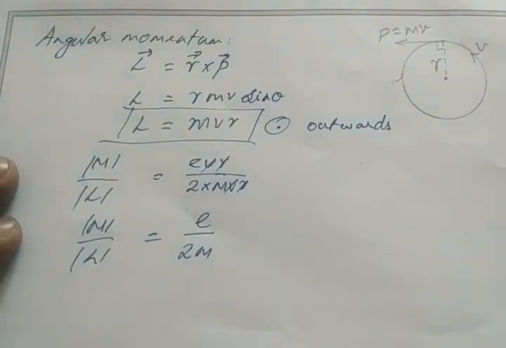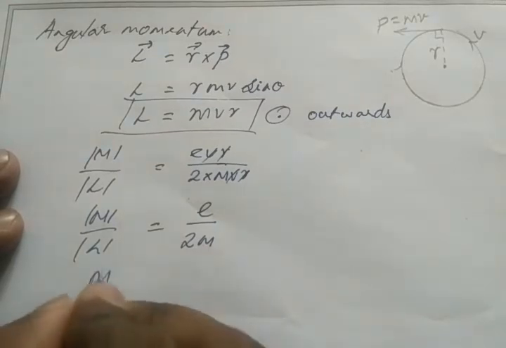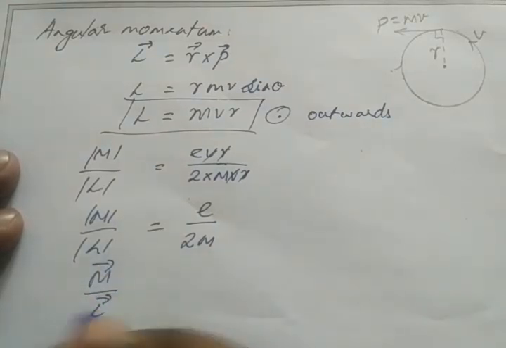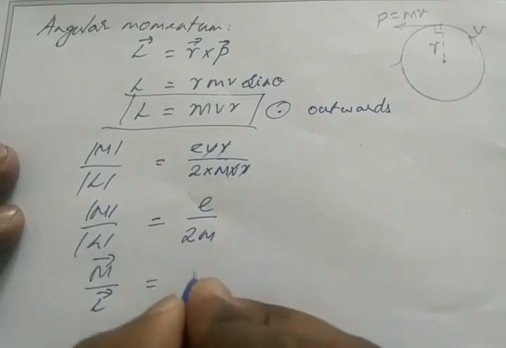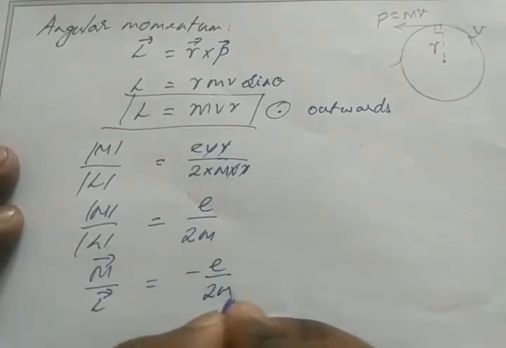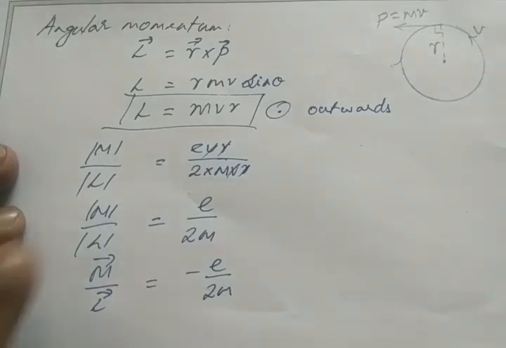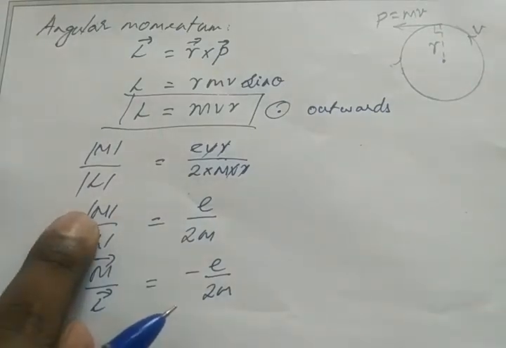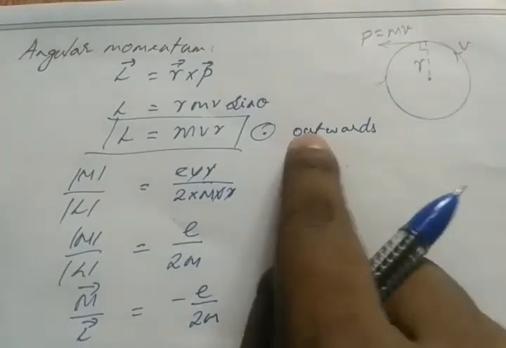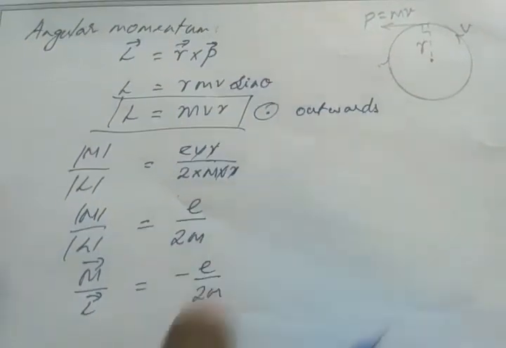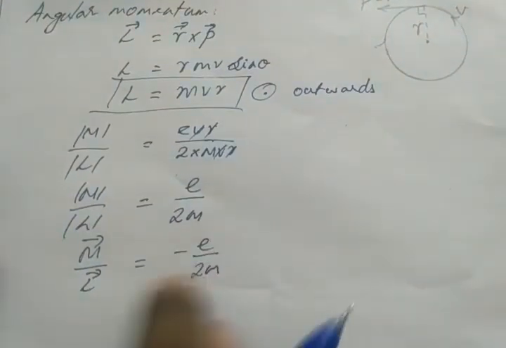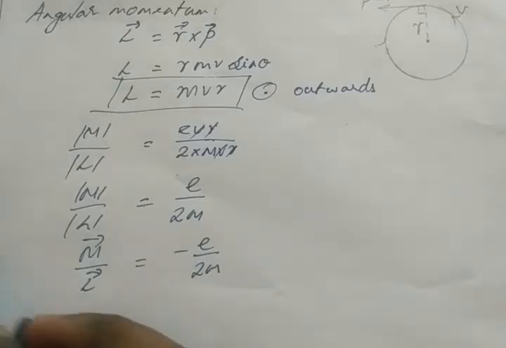Okay, e by 2m. If we take M vector by L vector, not a modulus, then we get minus e by 2m. Why? Because the magnetic moment of electron is inwards, but the angular momentum of electron is outwards. So both are in opposite direction, that's why you put minus. One is inside, another one is outside. So we have minus e by 2m, very important equation. From this equation we can conclude the Bohr model, which you will study in modern physics in upcoming chapters.